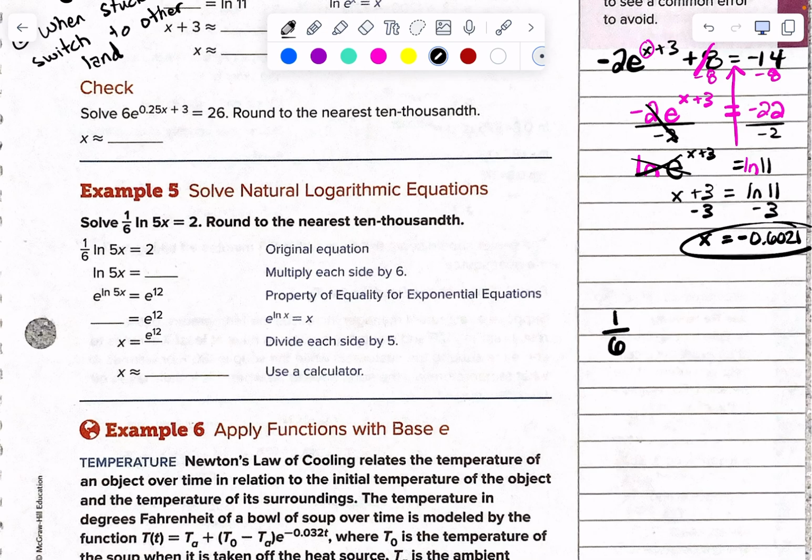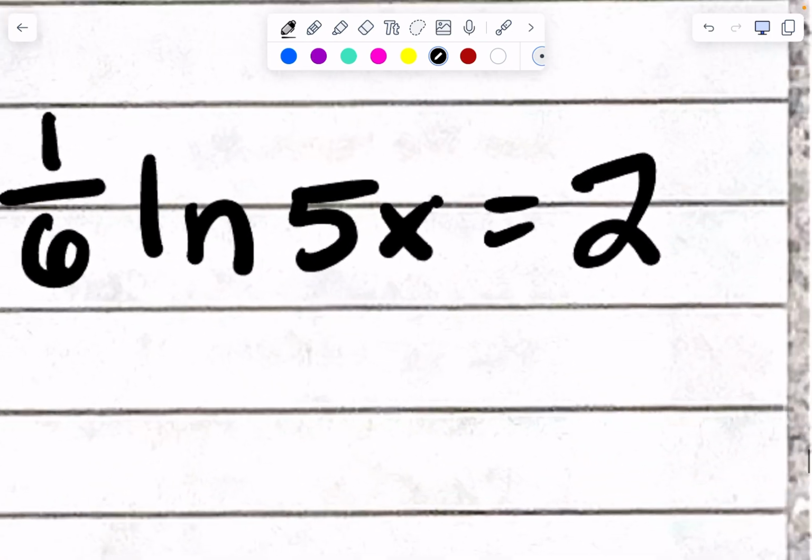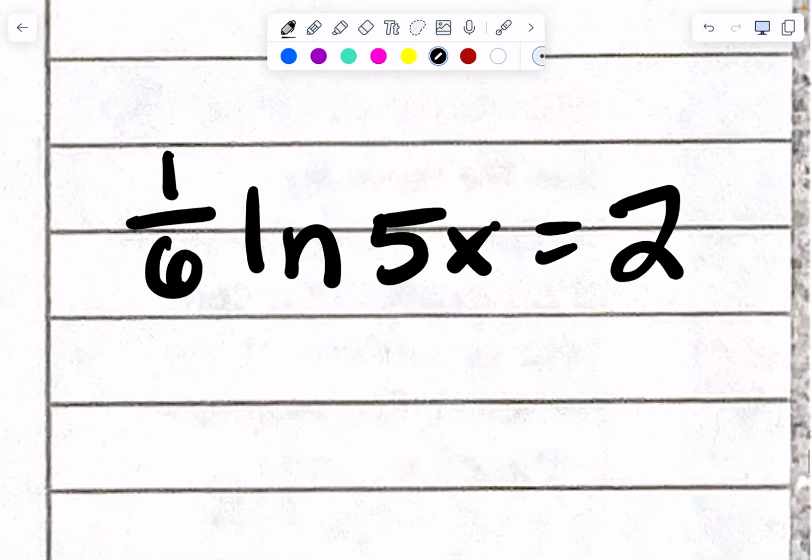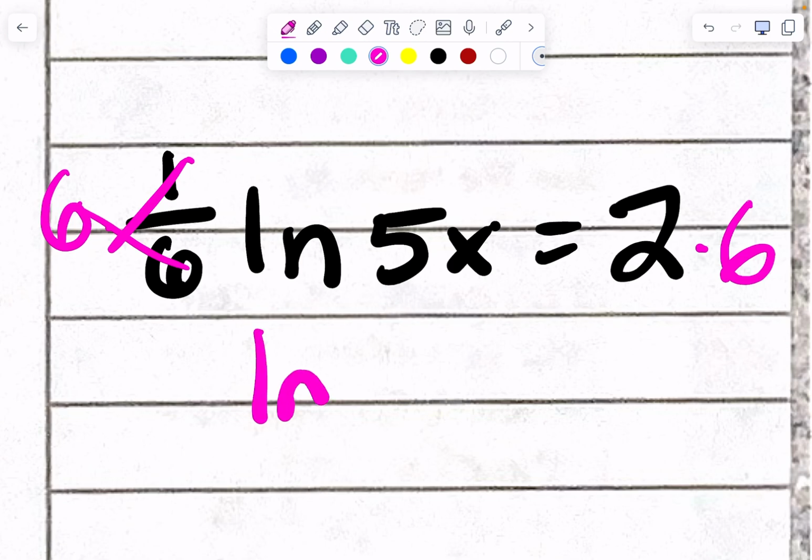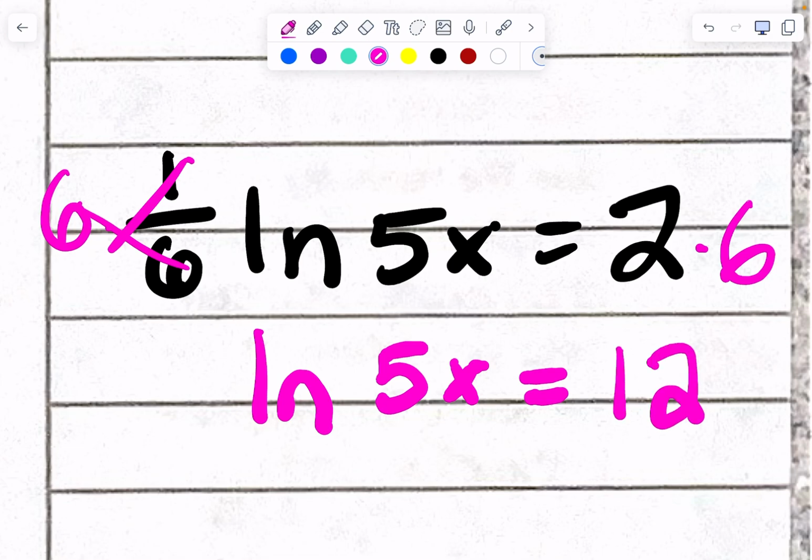1 over 6 ln of 5x equals 2. What would you like to do first? Multiply by 6. I'm going to multiply by 6 to get it to go to the other side, right? You could divide by 1/6, but it's going to make it very messy. So now I have ln of 5x equals 12. Okay, step number 1 said do as much algebra as you can. Am I done doing algebra? Yes, I'm done doing algebra. Now what do I do?